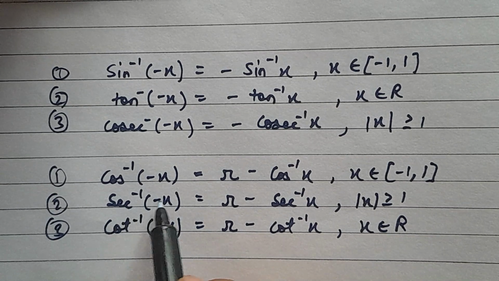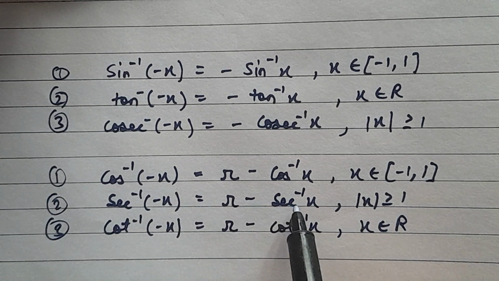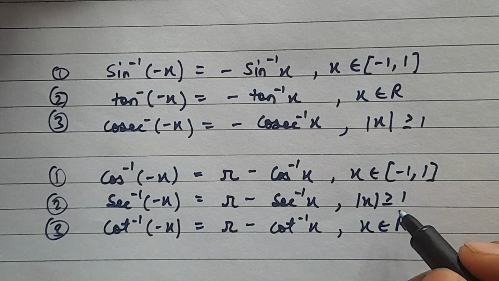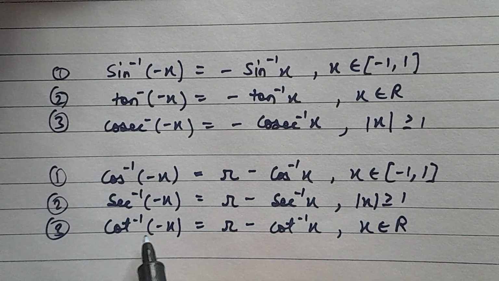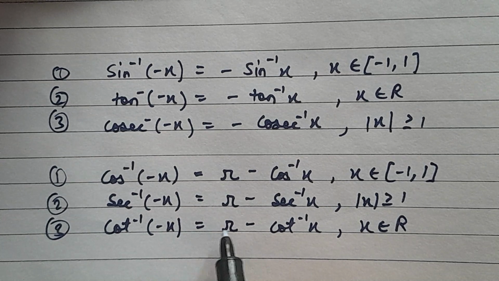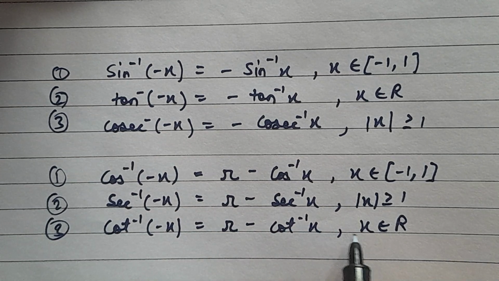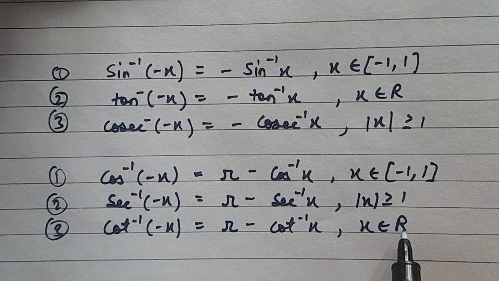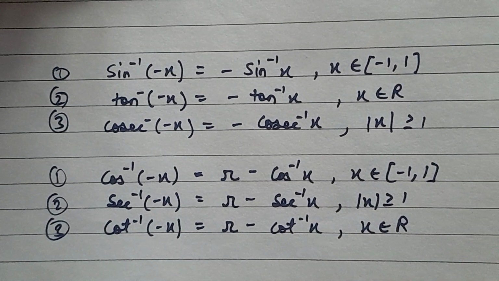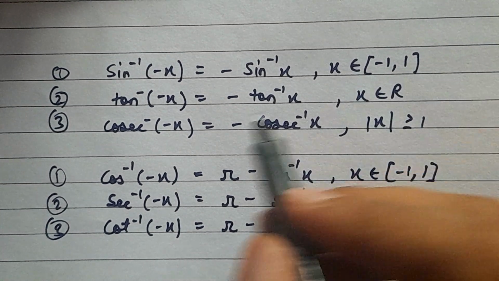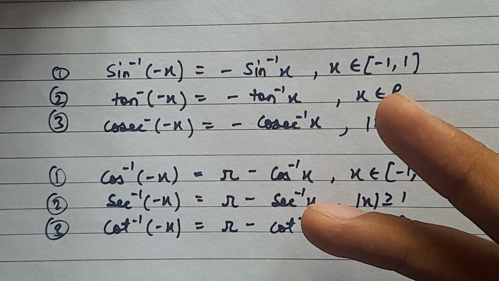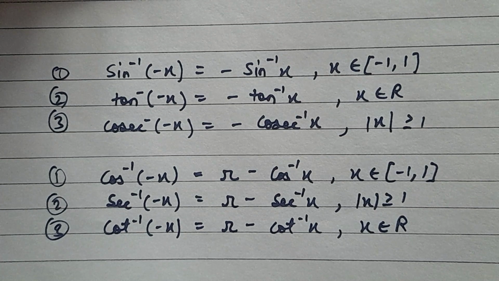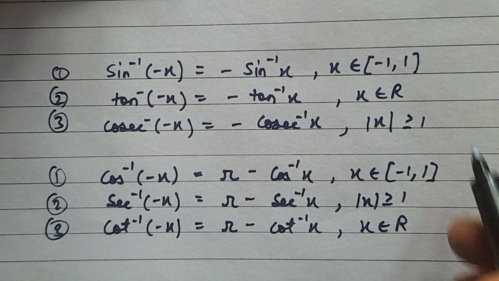Sec inverse minus x is equal to pi minus sec inverse x, where mod of x should be greater than or equal to 1. Cot inverse minus x is equal to pi minus cot inverse x, where x belongs to real numbers. So if you want to learn more about how I find these formulas, these formulas are also written in NCERT, so you can refer to that also. You can watch my previous videos to have knowledge about these formulas.